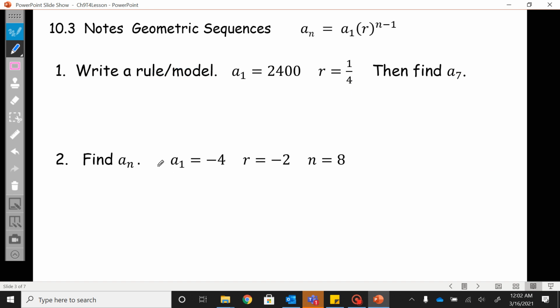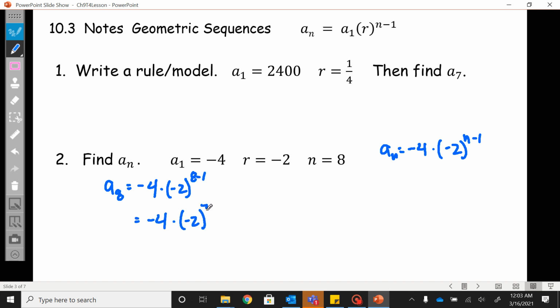Okay, so number 2, find a sub n. So it gives us a1, which is -4, r, which is -2, and n, which is 8. So there's 8 terms. So what it's telling us to find is actually a8. So first let's set up the formula. An is equal to -4 times, so the first term, times the ratio, which is -2, to the n minus 1 power. So the 8th term would be equal to -4 times -2 to the 8 minus 1 power, which is -4 times -2 to the 7th power.